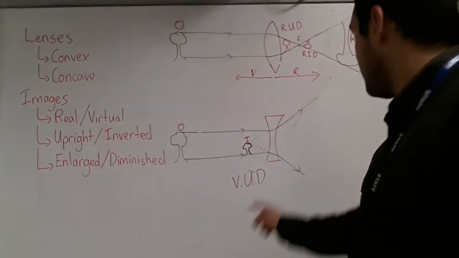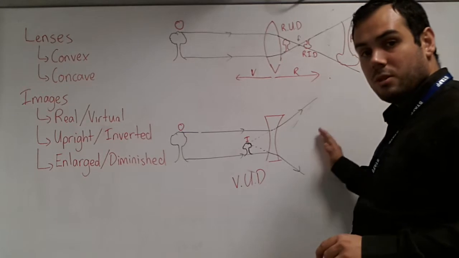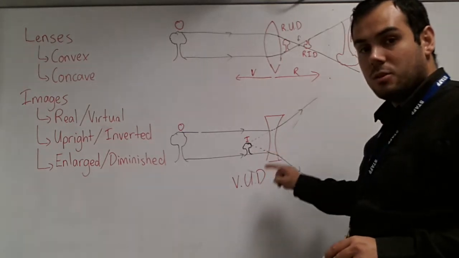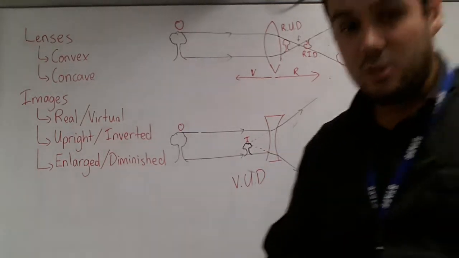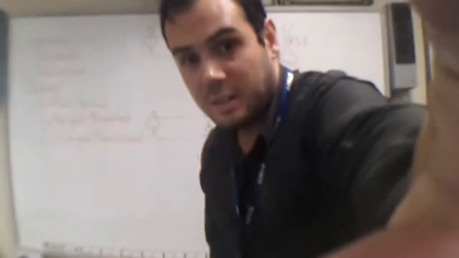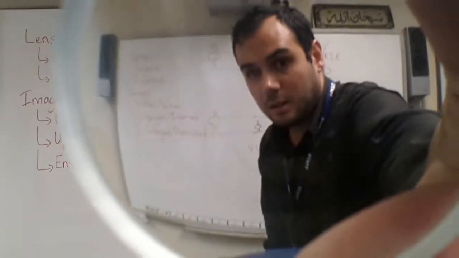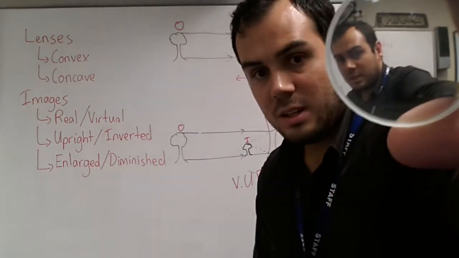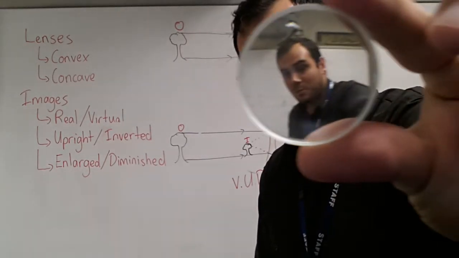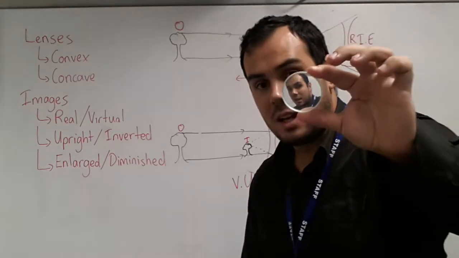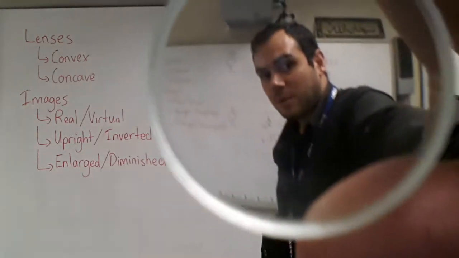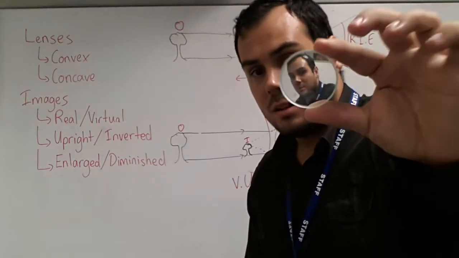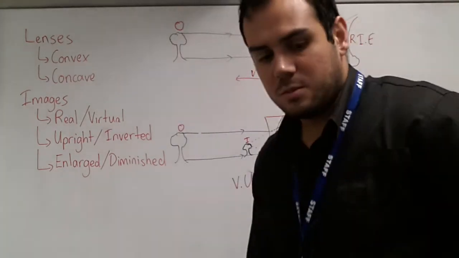By the way, just a reminder, wherever you are, you're always going to see a virtual upright diminished image. And you should see that image of me when I do this. So I'm virtual, I'm upright, but I'm diminished. Look how small my head is compared to my head over here. I'm always going to be diminished. Doesn't matter how far away you are, my head's always going to be upright and it's going to be diminished. It's going to be smaller.